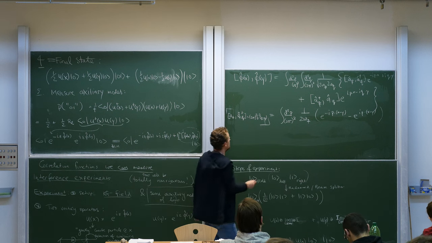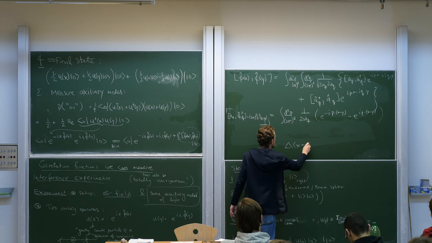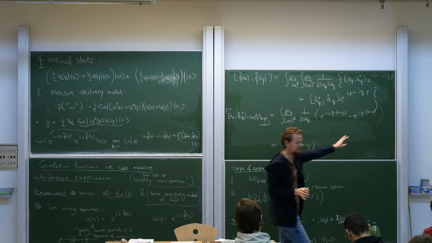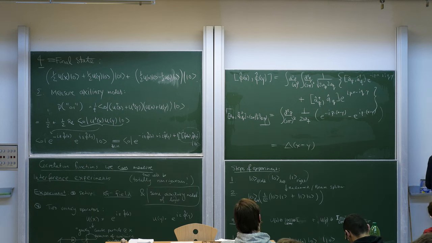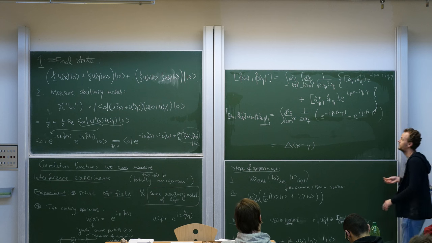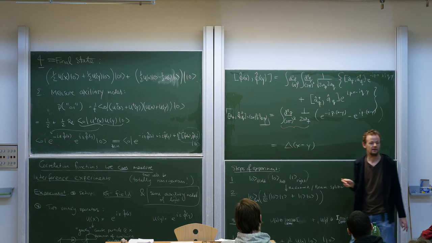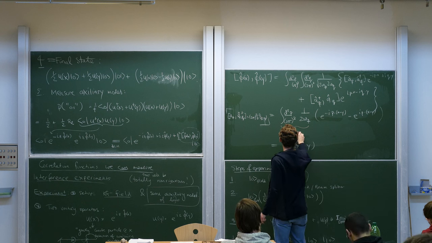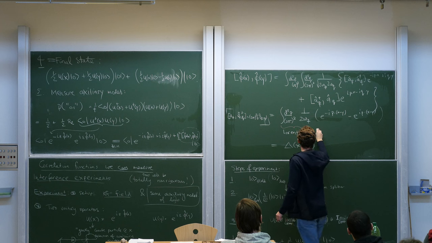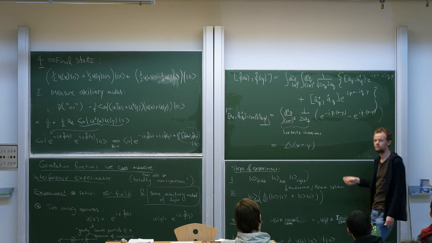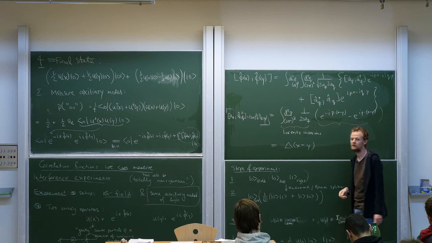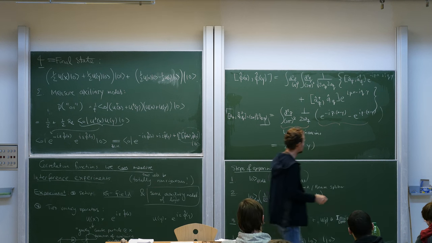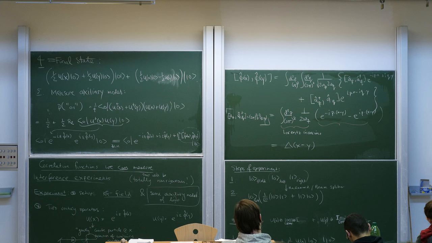Now we find ourselves in the lucky situation, which is a good sign. I'm going to call this quantity delta x minus y, that it's Lorentz invariant. And so this is one of these cases where you can just see basically by inspection that it's Lorentz invariant. So we already saw that that thing there is Lorentz invariant in the previous lecture. And indeed, so is this quantity there. So delta x minus y is Lorentz invariant. It's a good sign.